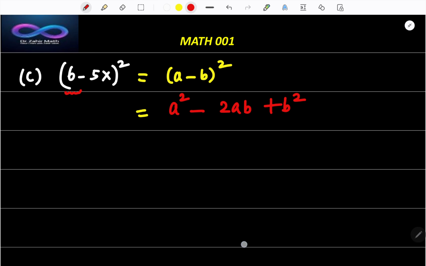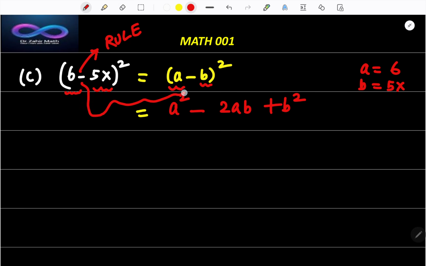What is a? A is equal to 6. What is b? B is 5x. Don't say negative 5x. This negative is in the rule. Keep in your mind, don't say this b is negative 5x. Always you used to say negative 5x. It is not like that. This minus belongs to the rule. So b is only 5x.